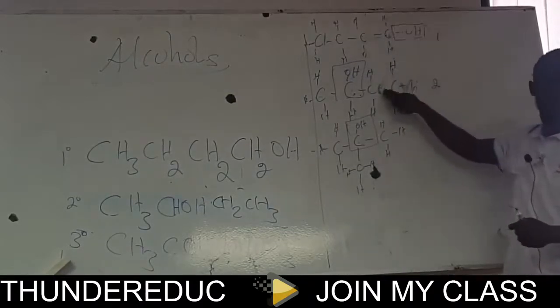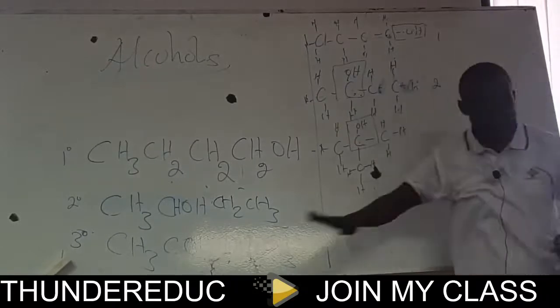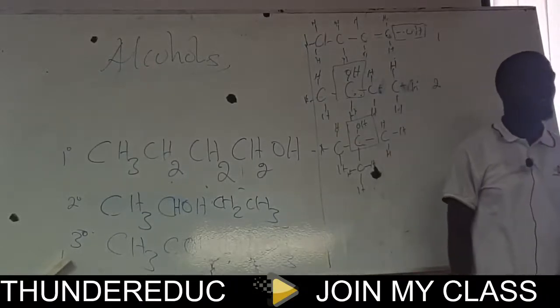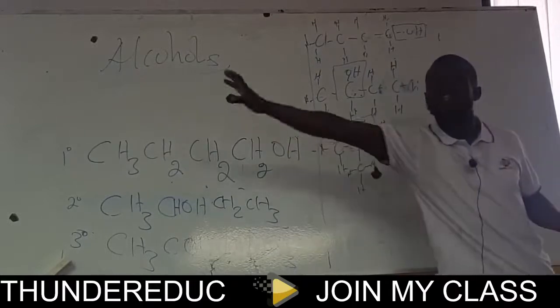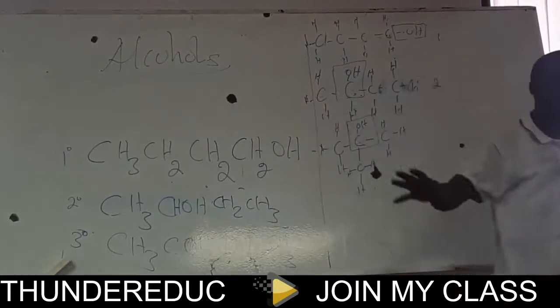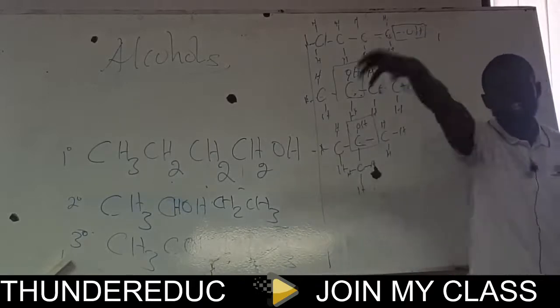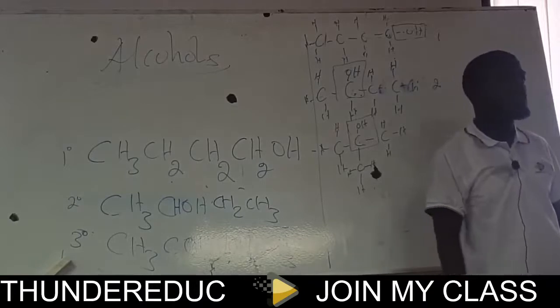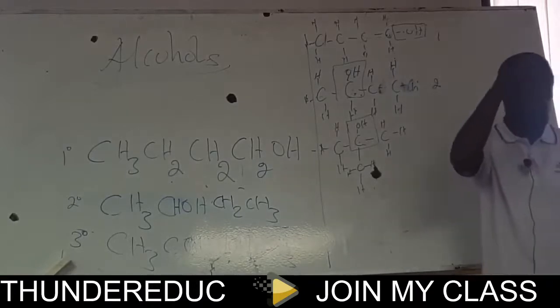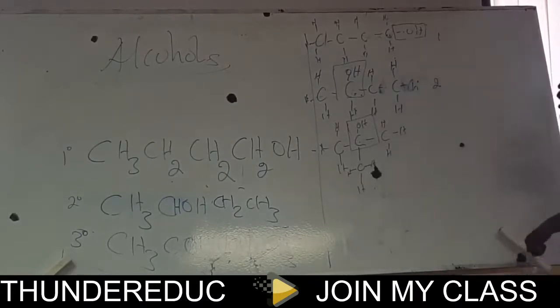Primary alcohol, secondary alcohol, definitely is going to become a positional isomer. If you're given a primary alcohol and they want you to write a positional isomer, you just change it from primary alcohol to secondary alcohol. Definitely it changes the position of the functional group. Is it clear?